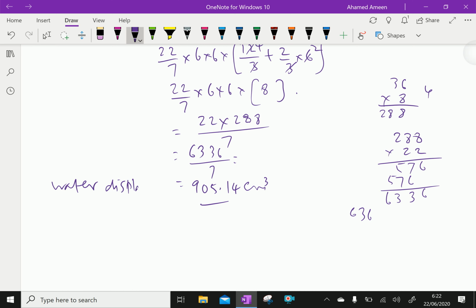Water displaced is volume of water displaced is 905.14 centimeter cube.